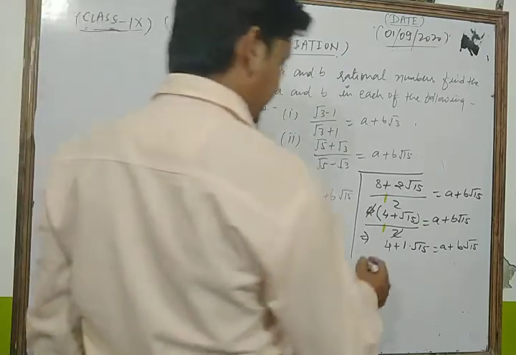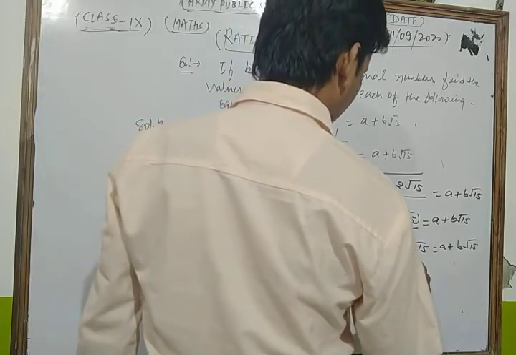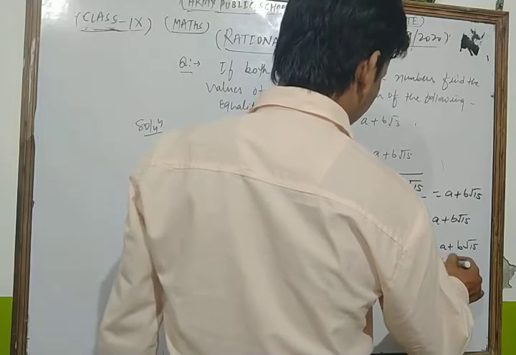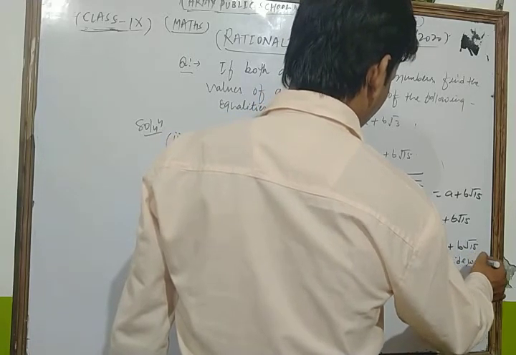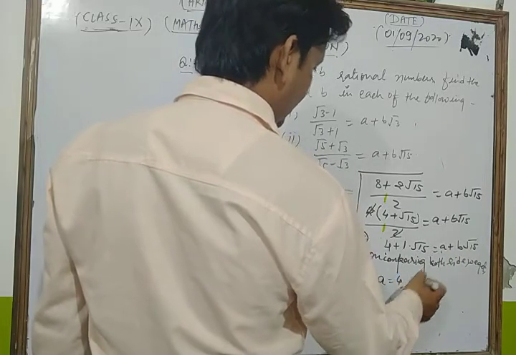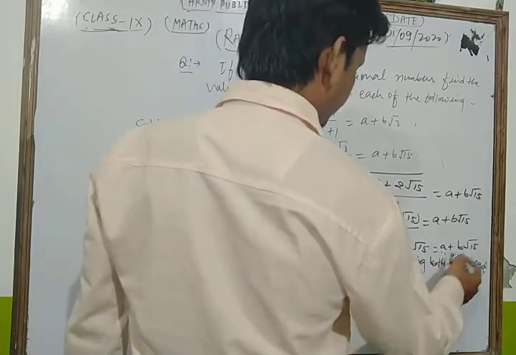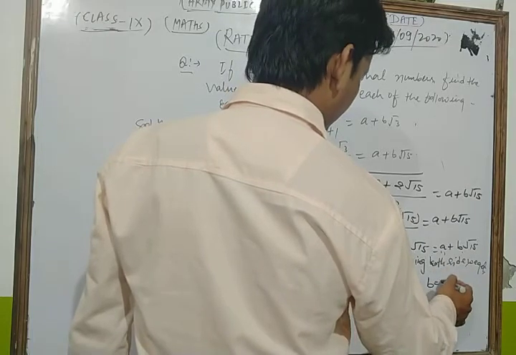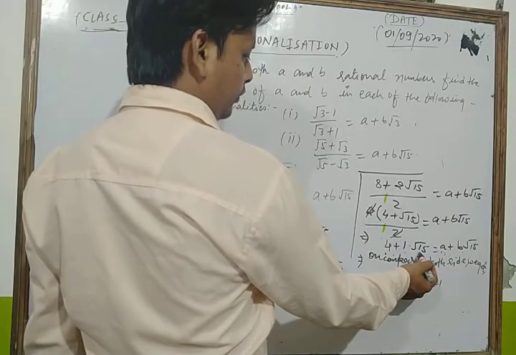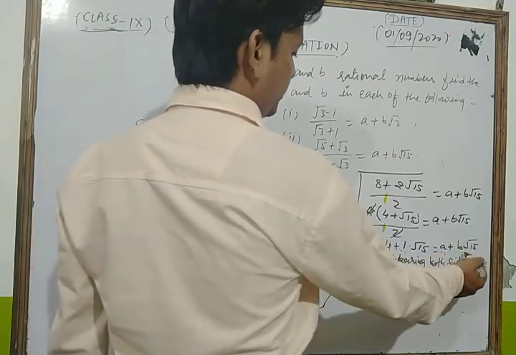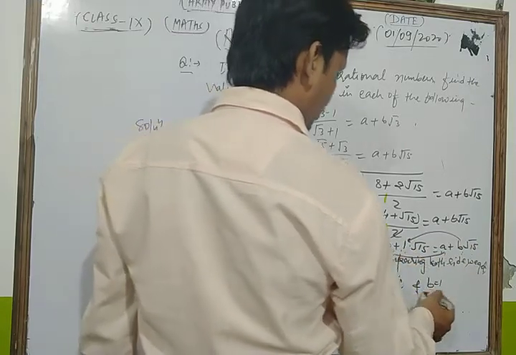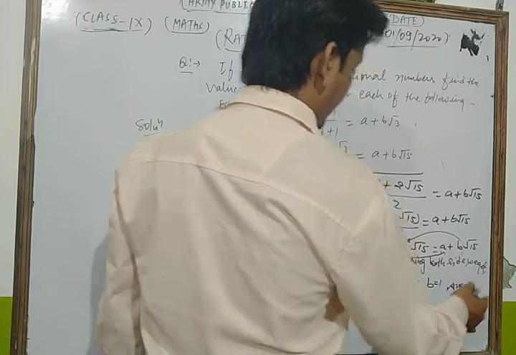Okay, now look, on comparing both sides, we get a is equal to 4 and b is equal to 1. Because the coefficient of root 15 on the left is 1, and on the right the coefficient of root 15 is b, so b is equal to 1, and a is equal to 4. So this is our required answer.